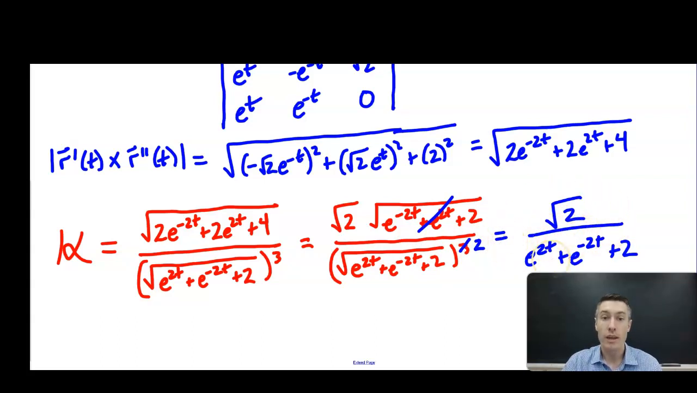Okay? So this gives us curvature as a function of t. And if we wanted to compute the curvature at different points along the curve, then we would plug in the various t values. So the curvature at, let's say, t equals 0 for this curve. We would have square root of 2 over 1 plus 2, so 4. Right? So at t equals 0, the curvature is square root of 2 over 4. And that value is going to change as we move along the curve.